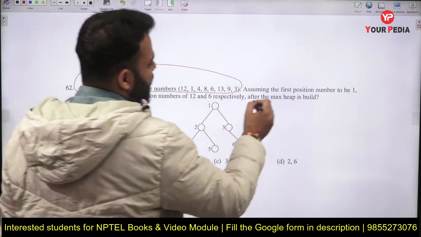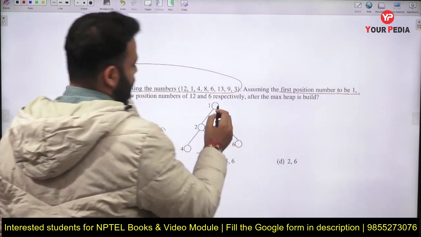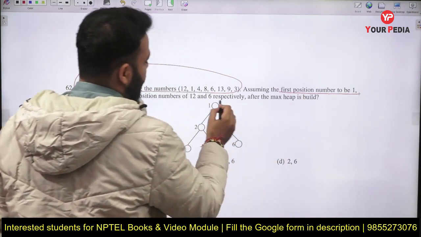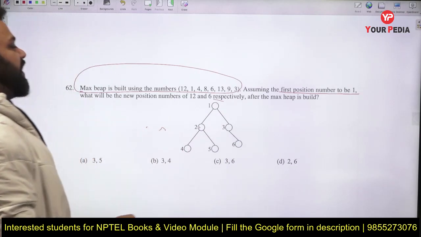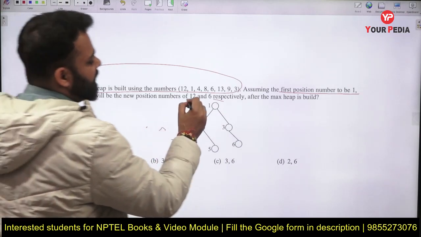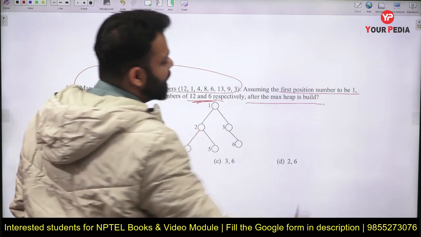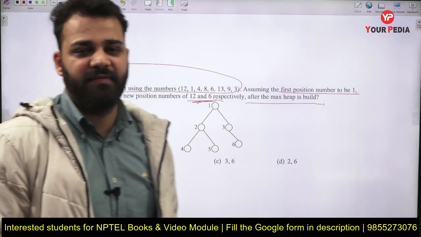It is saying that assuming the first position to be number 1. So this is the first position, this is the second, this is third, fourth, fifth and sixth. What will be the new positions of 12 and 6 after we have completely built the max heap?